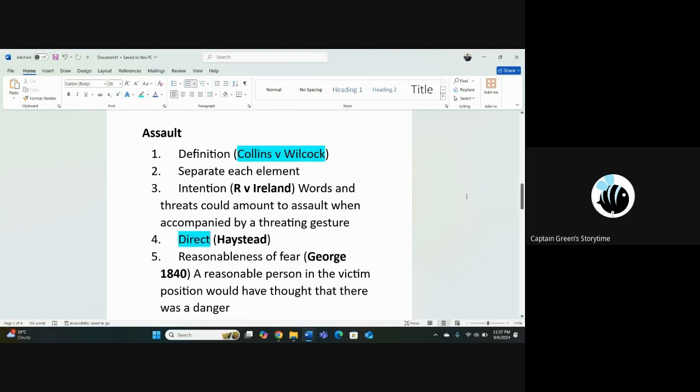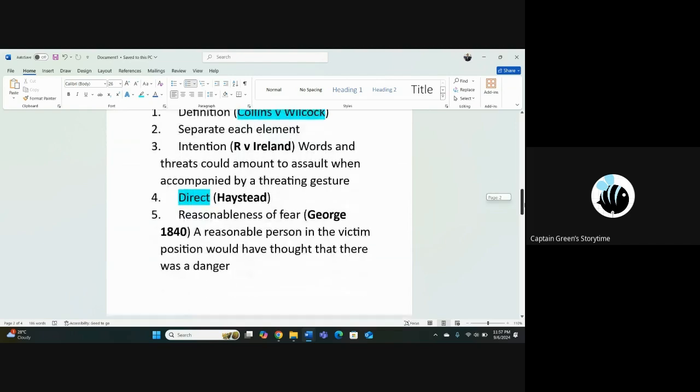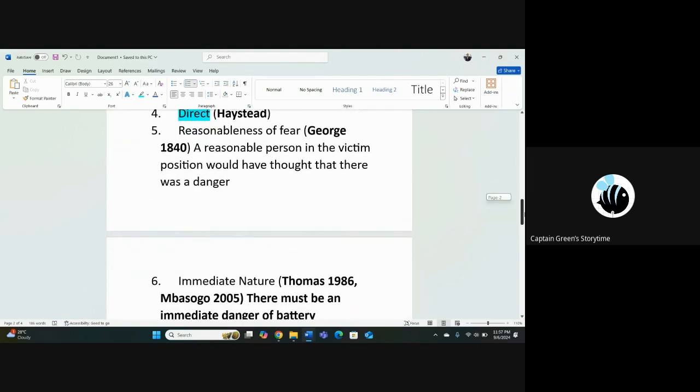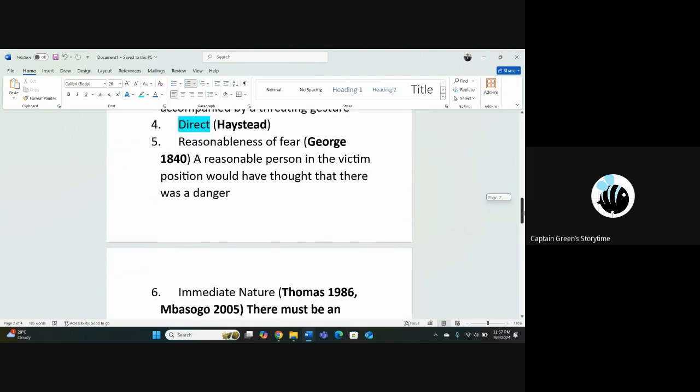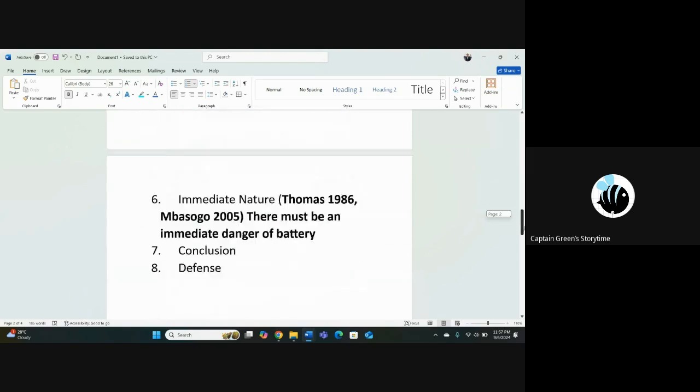Okay, use the case of Haste, and also state the exception that sometimes indirect contact can fulfill the requirement of direct contact. Then go towards this element, which is reasonableness of fear, and use the case of George, that a reasonable person, if in the victim's position, would he have thought that there was a danger? If yes, the factor is proved. If no, the factor is not proved, and there is no assault.